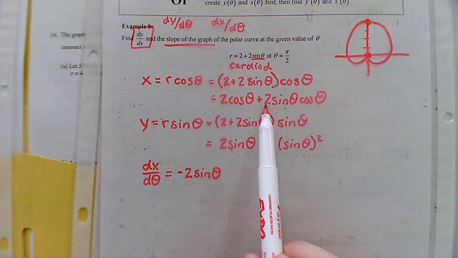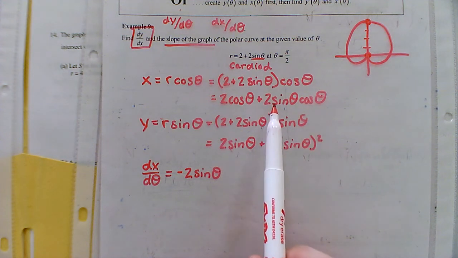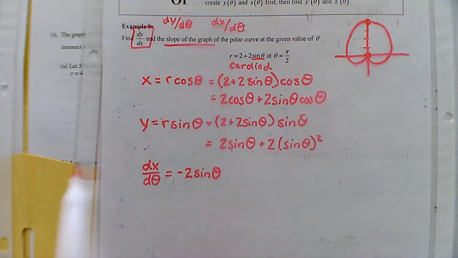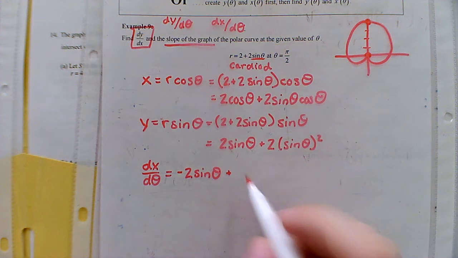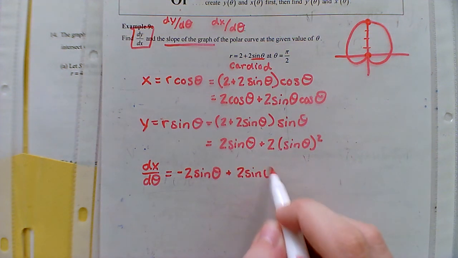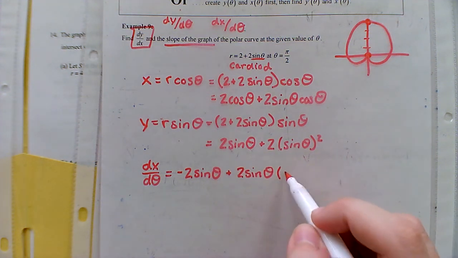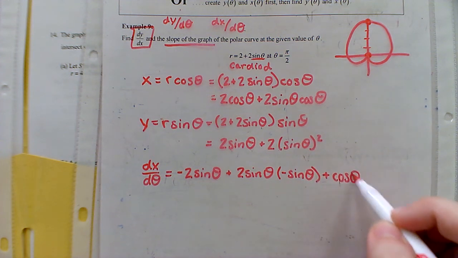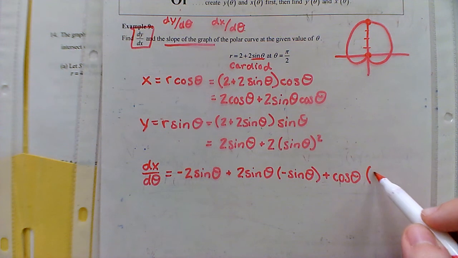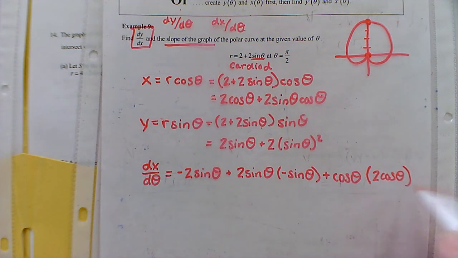And then how do you want to take the derivative of the next term? We have 2 sine times cosine. Good, Abby. There we go. We have our product rule. All right, so the first we'll say is 2 sine theta. Derivative of cosine, we have negative sine, plus 2, and then we need the derivative of the first, so the derivative of 2 sine is 2 cosine. Perfect.